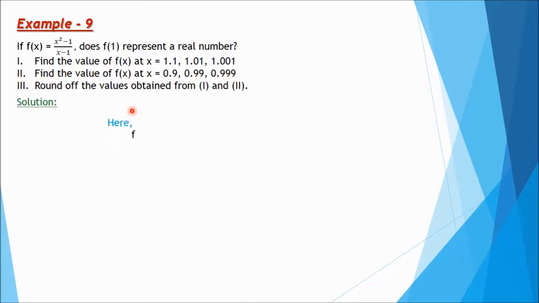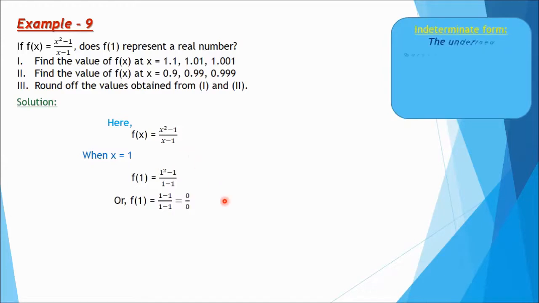Here f(x) is equal to (x square minus 1) upon (x minus 1), that's the given function. When x is equal to 1, f(1) is equal to (1 square minus 1) upon (1 minus 1). Now what will happen here? Which is 0 by 0.